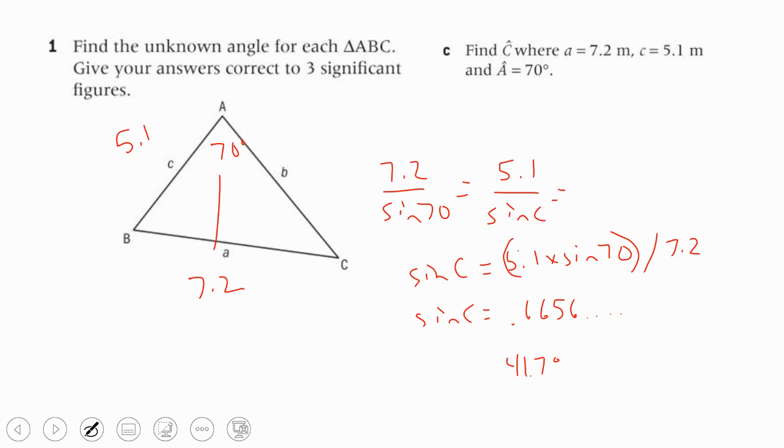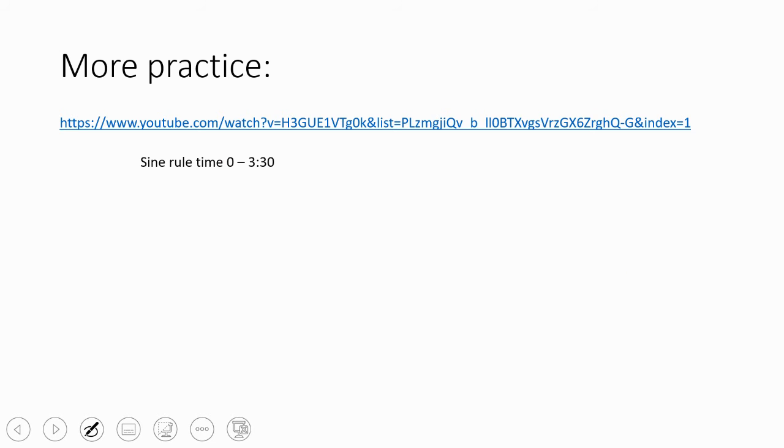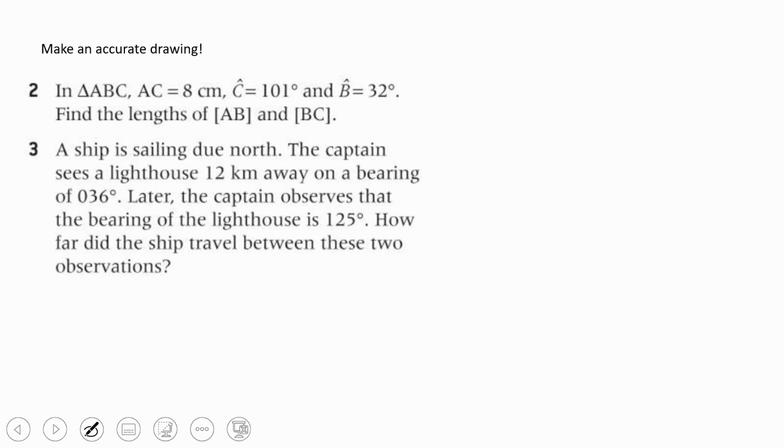41.7 degrees, 3 sig figs. There's another video on the assignment that goes along with the worksheet and has some practice on that. I think it's number 6 that does the practice. The last thing here is making sure you make an accurate drawing.